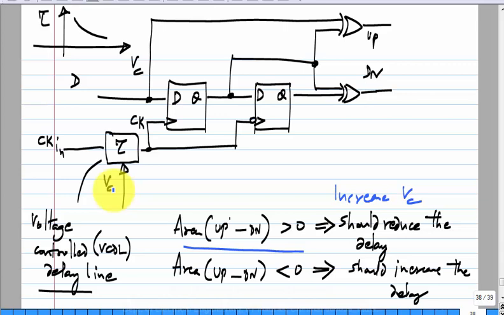Okay. So how would we do this? If area of up minus down is greater than 0, I should continuously increase Vc. Just tell me how I might do that. There are lots of ways obviously, but give me some suggestions. How should I do it?